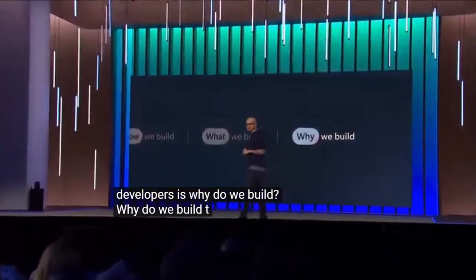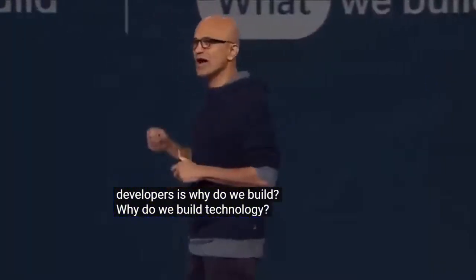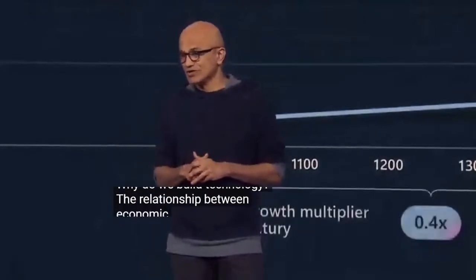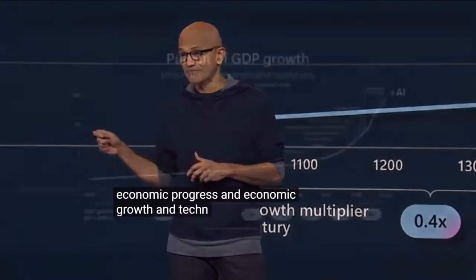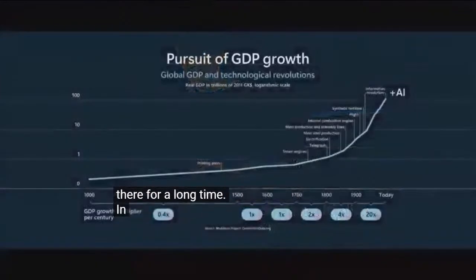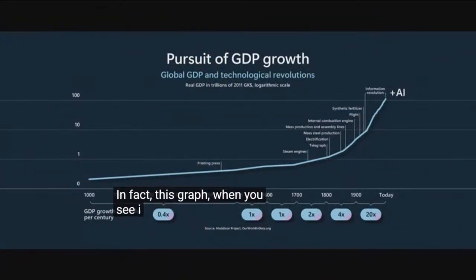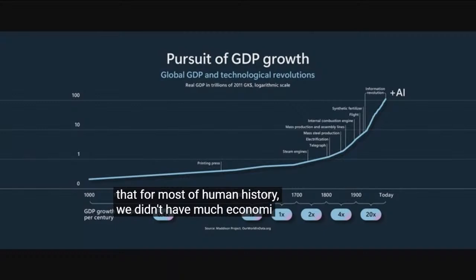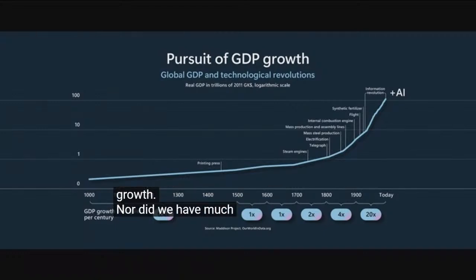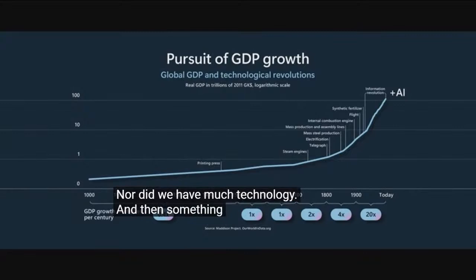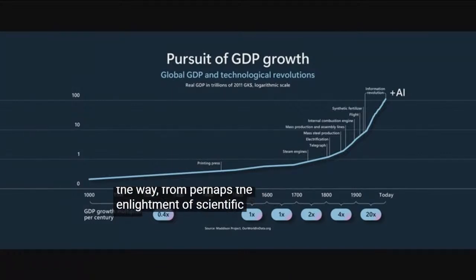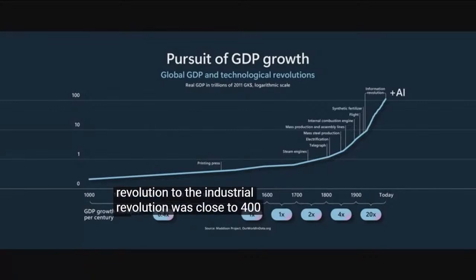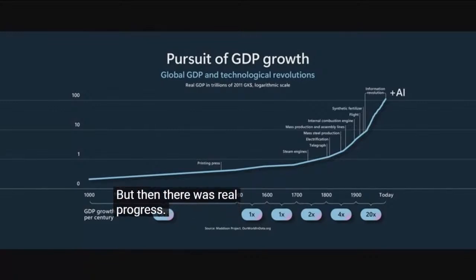You know, this relationship between economic progress, economic growth, and technology has been there for a long time. In fact, this graph, when you see it, is pretty stunning: for most of human history, we didn't have much economic growth, nor did we have much technology. And then something happened 250 years ago, which was long in building, by the way, from perhaps the Enlightenment to the scientific revolution to the Industrial Revolution, close to 400 years. But then there was real progress. You see that slope going upwards.